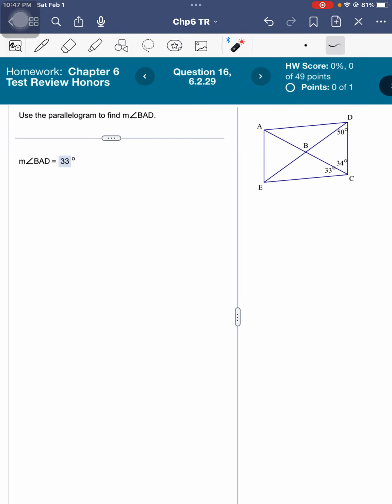Use the parallelogram to find the measure of BAD. So BAD is this triangle. Which measure specifically? The one in the middle, guys. Remember, BAD, the one in the middle is the one we care about. So we care about this angle. Oh, I already know my answer, right? Because this is a what? A parallelogram. And what do we know about this and this? They're alternate interior. So the answer is just 33. All right, cool.